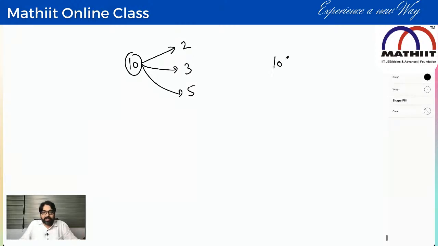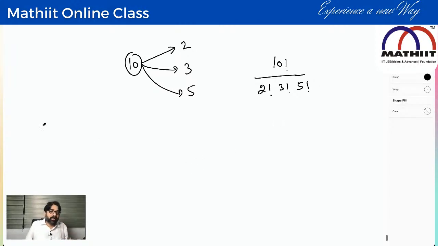Total number of objects factorial, divided by first group number of objects factorial, into second group number of objects factorial, into third group number of objects factorial. This is the total number of groups. Have you understood? This is the total number of groups, if order is not important.